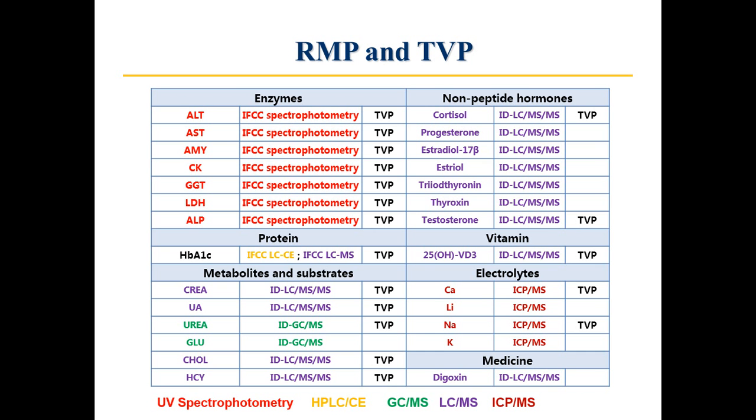This table shows reference methods that we have established. Red means enzymes by spectrophotometry, orange HbA1c by HPLC and CE method, green glucose and urea by GC mass, purple metabolite and substrate, hormone, cholesterol, and drugs by LC mass, dark red for ion analysis by ICP mass. We have developed the 18 trueness verification programs based on the reference methods.